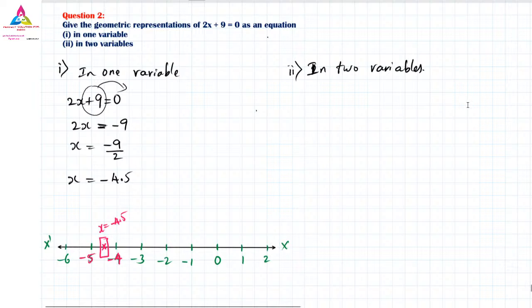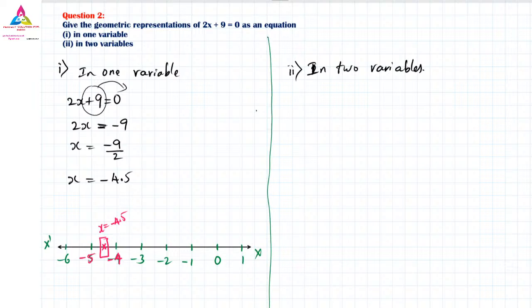For two variables, it is a similar way, nothing different. For two variables also, similarly, nothing we have to make any difference in it. Okay, I think you don't have a doubt in this. So let me go for the second one, that is in two variables.